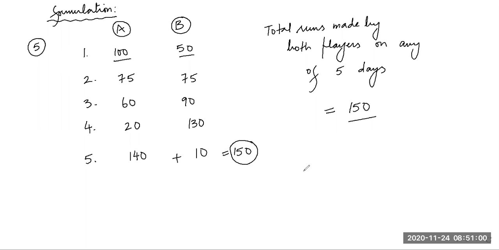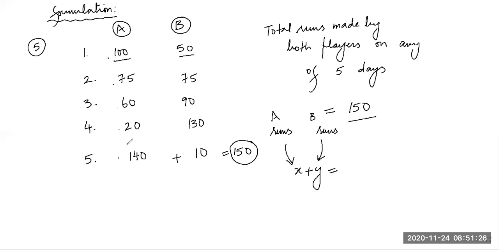Students, this observation for 5 days for both the players A and B, I can represent as x plus y is equal to 150, if x is the runs made by player A and y is the runs made by player B. Now, students, you are able to see that on any day the runs made by the two players are not the same.